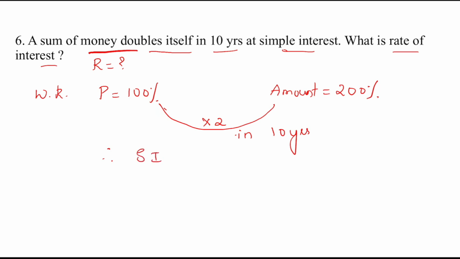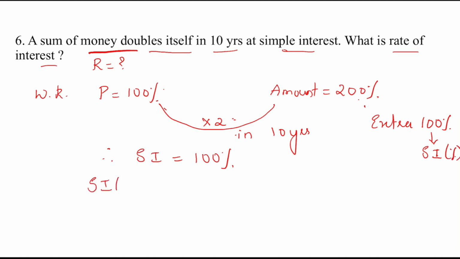SI is 100%, because the extra 100% we are getting here. 100% was our principal. When it got doubled, it became 200%, means the extra 100% is there, that is nothing but our simple interest in terms of percentage. We know that simple interest in terms of percentage is R% into time. So simple interest in terms of percentage, we got as 100%.